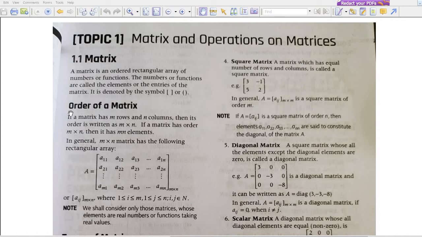Now, next thing is, what is the order of a matrix? See, if a matrix has m rows and n columns, then its order is written as m by n. If a matrix has order m by n, then it has mn number of elements. Now see here, though it is written as m cross n, it is read as m by n. This is the structure of an m by n matrix. That means total m number of rows are there, and total n number of columns are there.